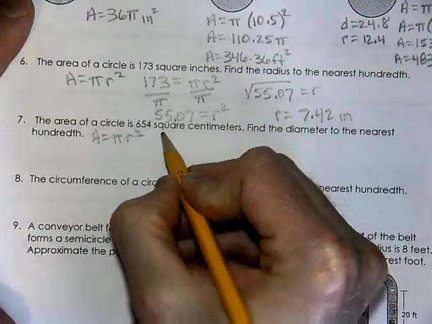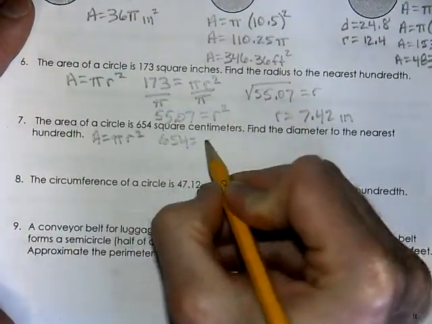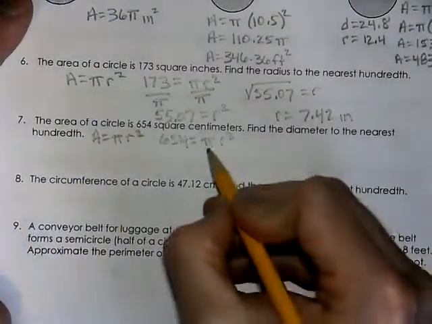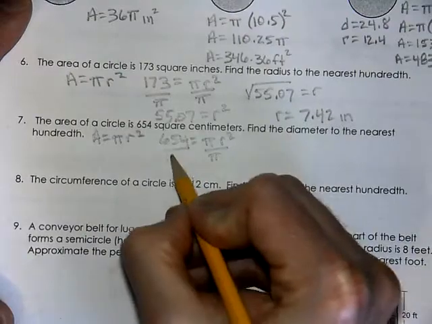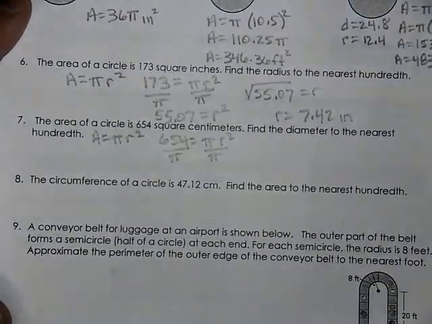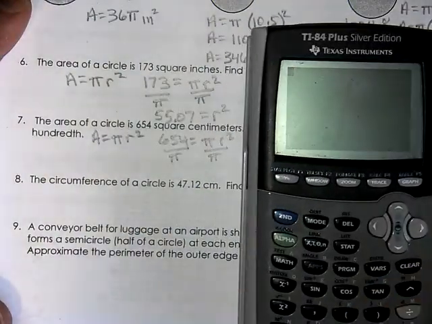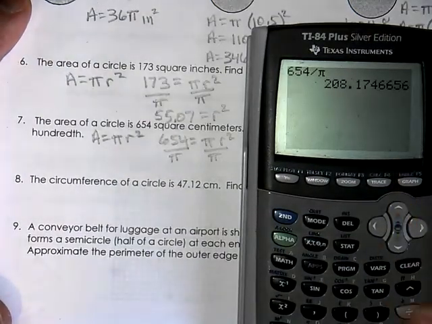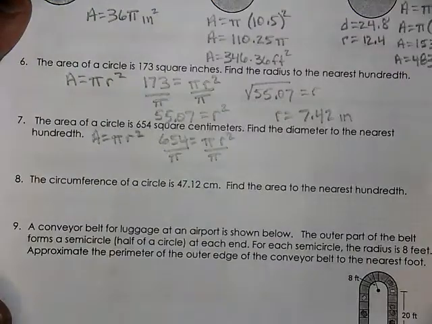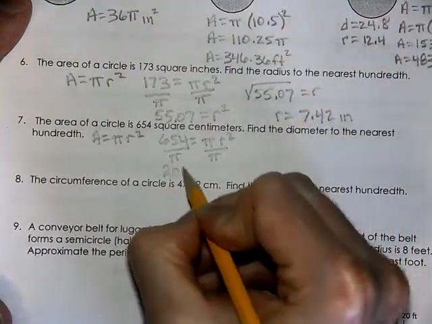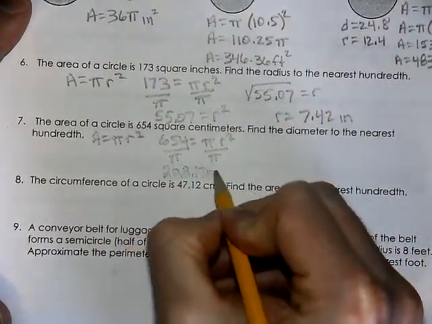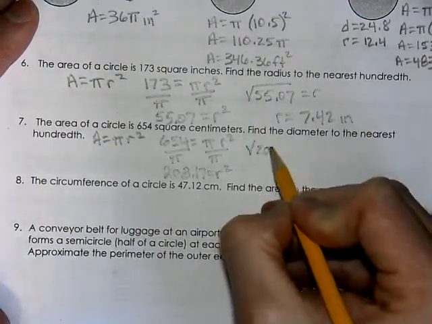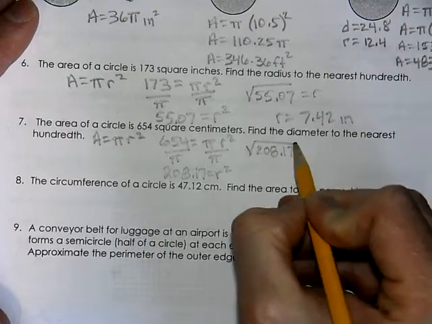So we're going to do the same thing. We'll say 654 equals pi r squared. We don't know what r is. We're going to divide by pi. 654 divided by pi gives us 208.17. That's our radius squared. Then we'll take the square root of this 208.17.